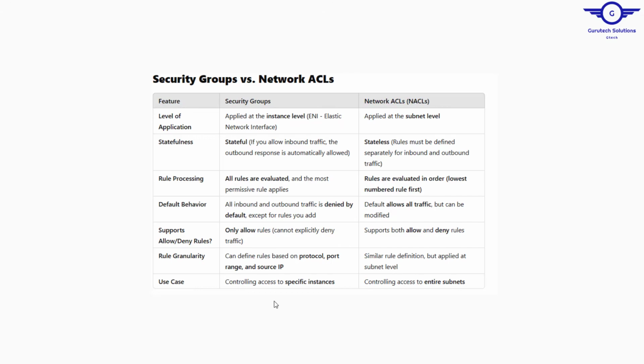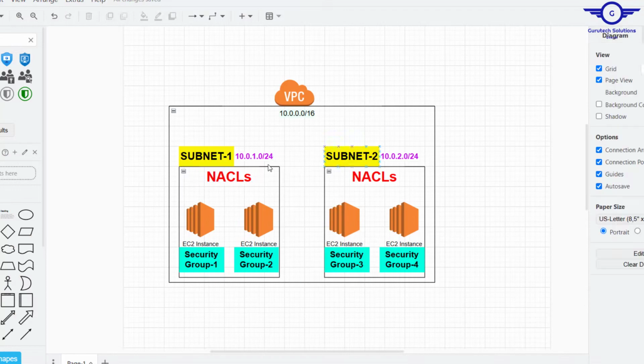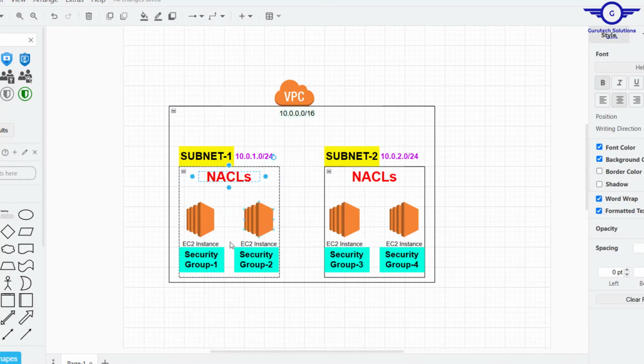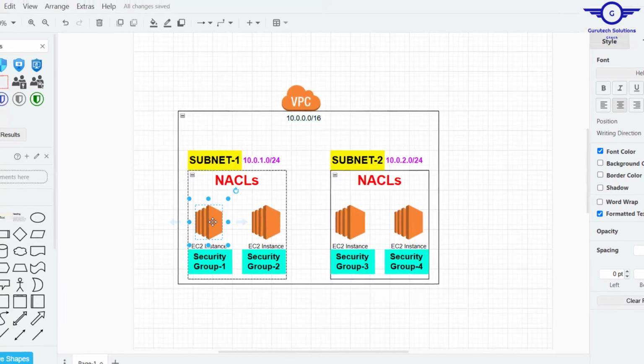And lastly, security groups are used to control access to specific instances, but NACLs are used to control entire subnets. Let me explain that. Like I mentioned, this NACL will be applied to all the instances under this subnet, even if it's thousands of instances, but this security group will only be applied to this instance. Perfect, so let's get into practice.